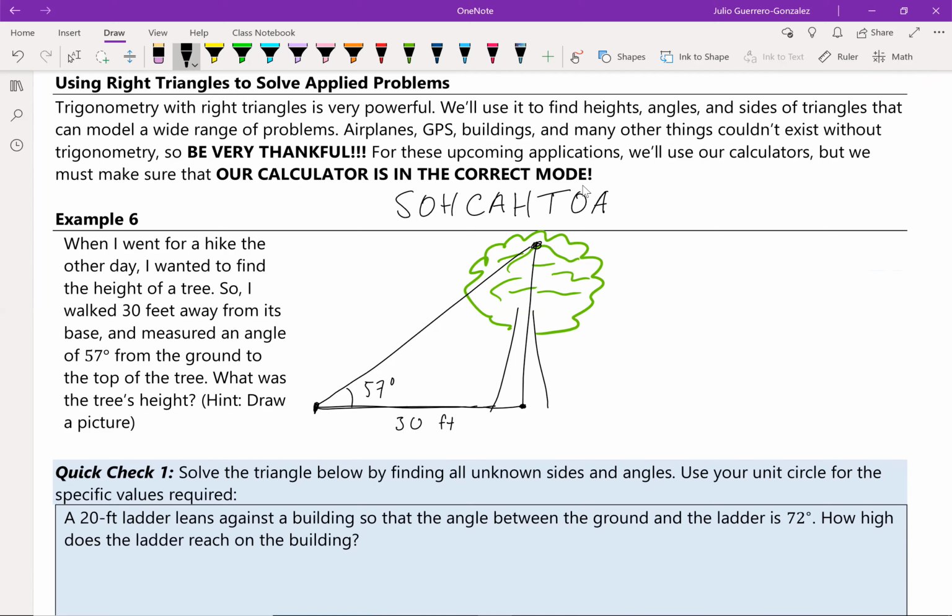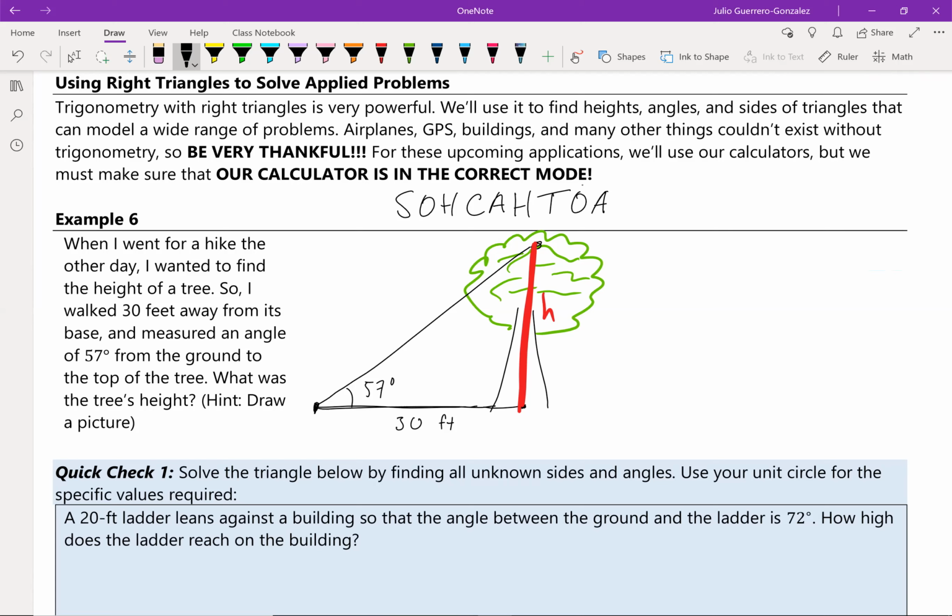So for these, you're going to need a calculator, which is okay. You are allowed your calculator on the test for this. I don't see how you would be able to do these without it. And I want to find the height. I want to find this thing right here. I want to find h.